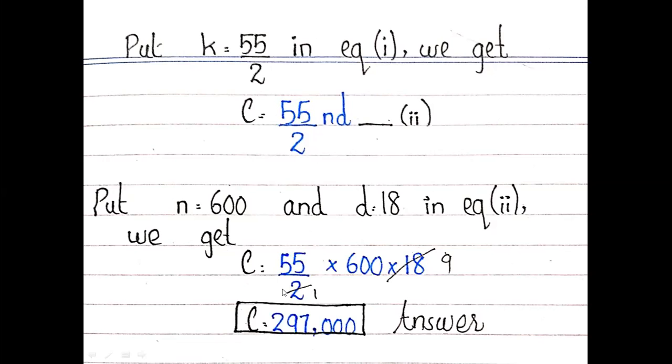You can cancel 2 with 18 or 600 because these values are very large. And now dividing and multiplying all these values, we get our answer, we get our solution, that is 2,97,000. So the cost has to be 2,97,000.